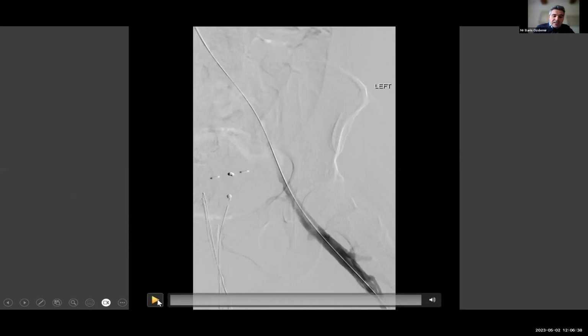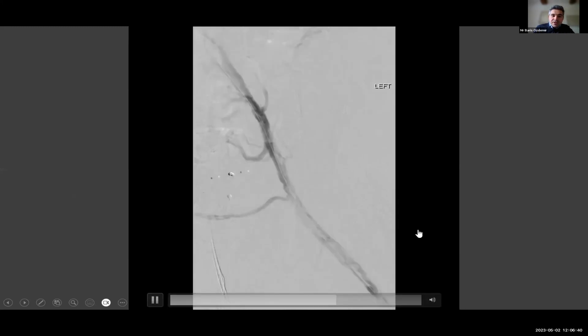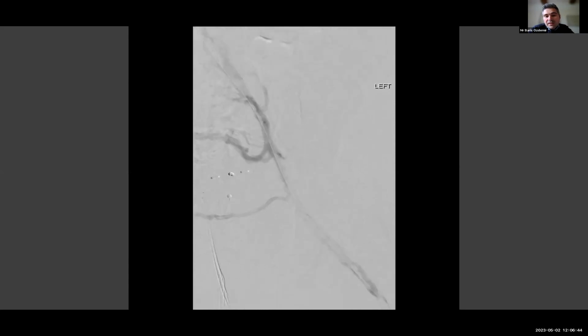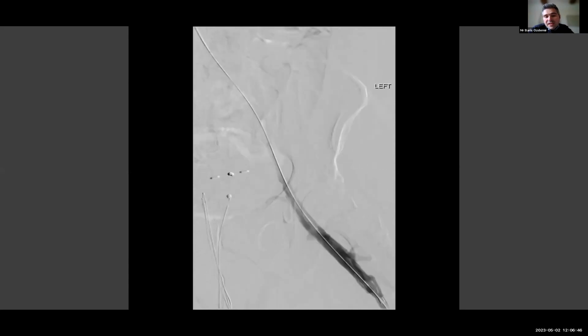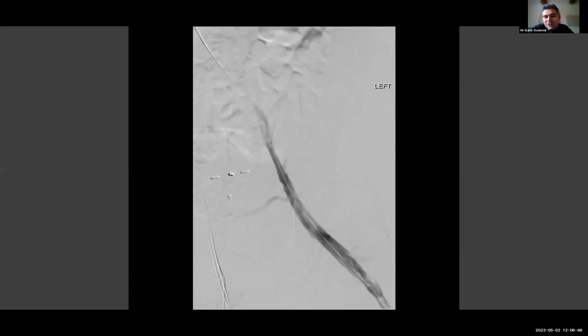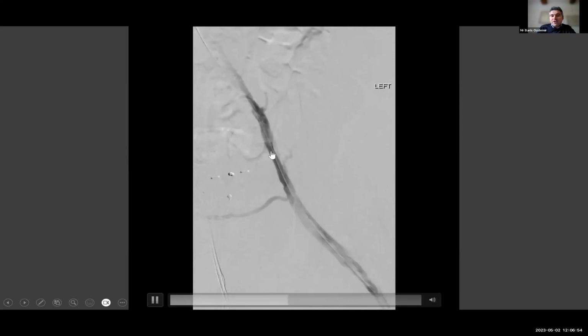And these are the pictures we took, our venograms prior to the venoplasty. You might go, well, that doesn't look too bad, but I want to highlight a few things. So there are collateral veins coming off here, and in normal veins, you shouldn't see any of those.